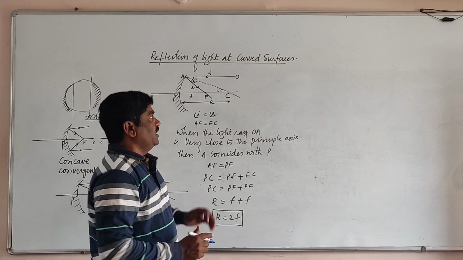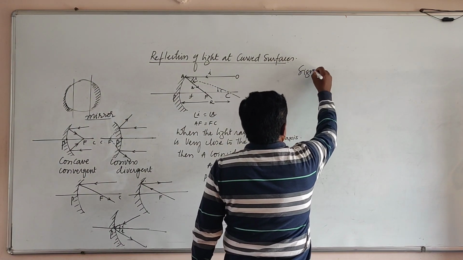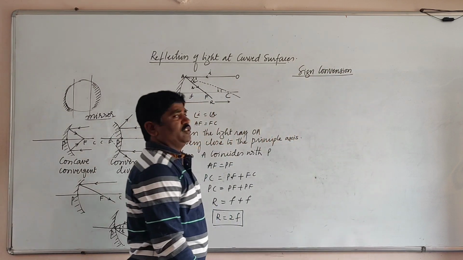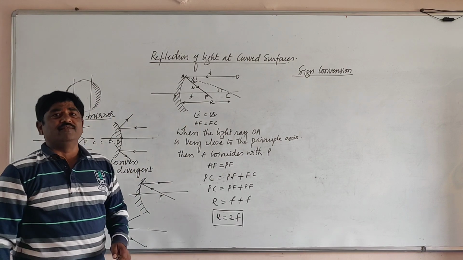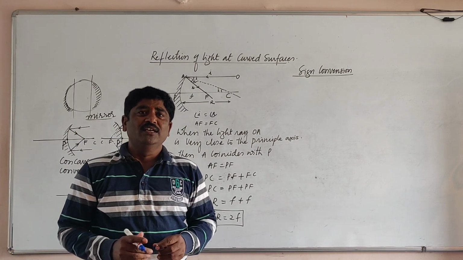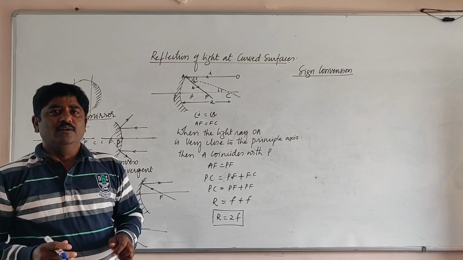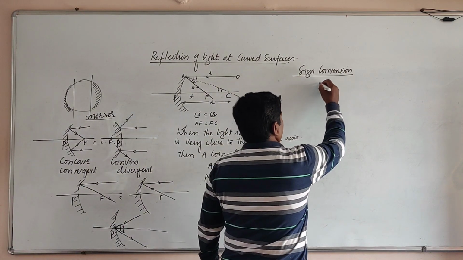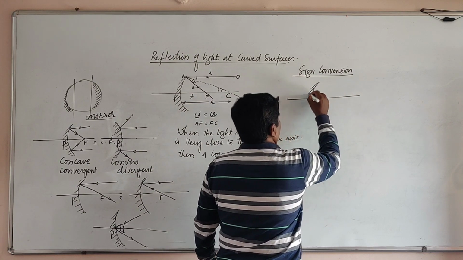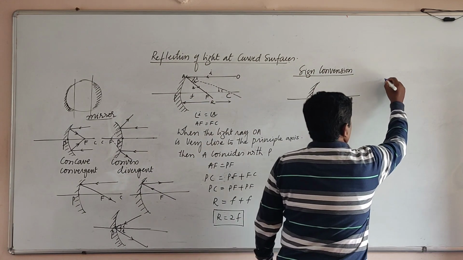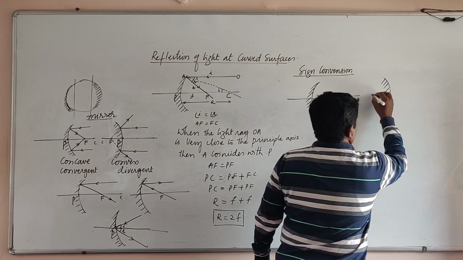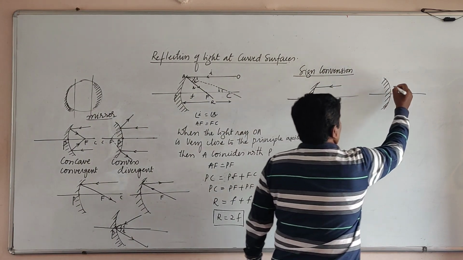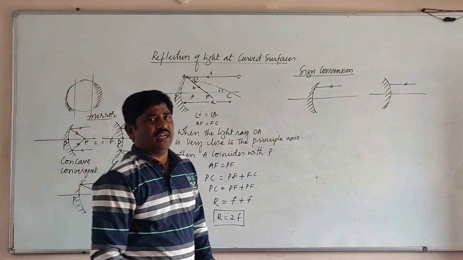Now, particularly in this one, we have to discuss the sign convention. The sign convention is very, very important. What does the sign convention give? It always gives the direction, or how the plus and the minus can be adopted for the values. So, what values can we take? When the concave or convex mirror, if you take a convex mirror, like this one, the incident ray is parallel like this.